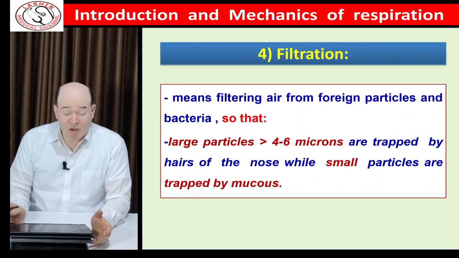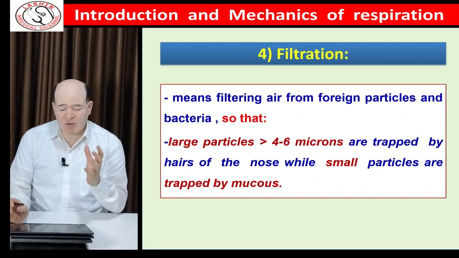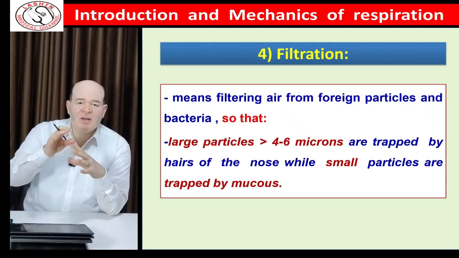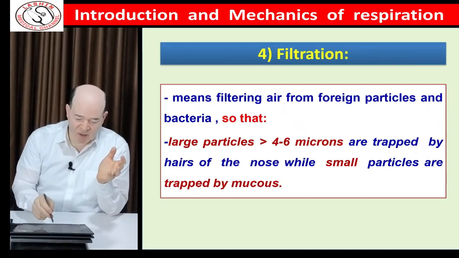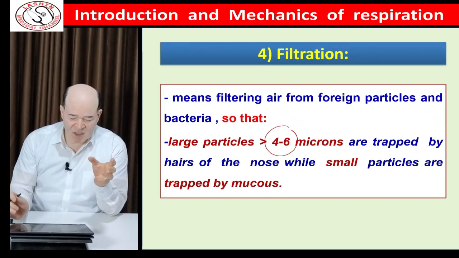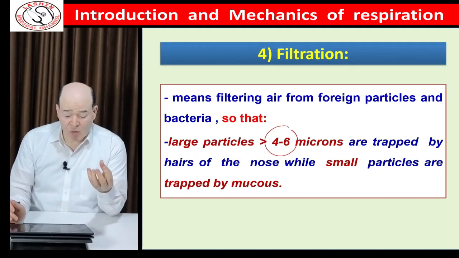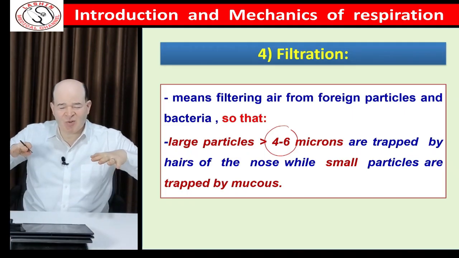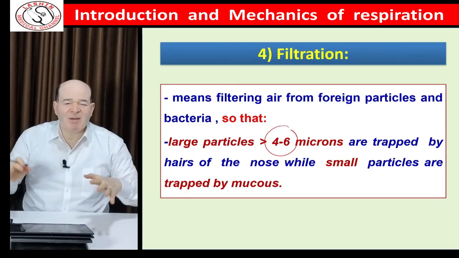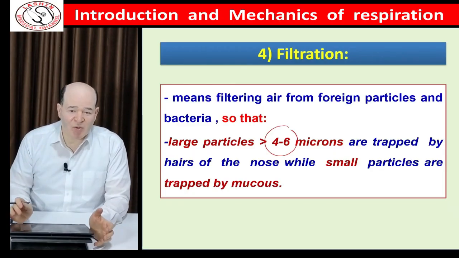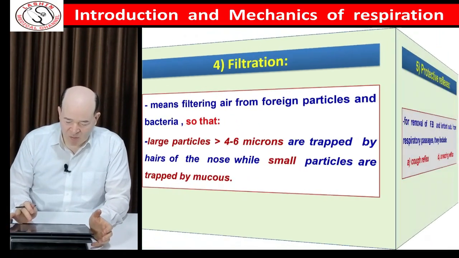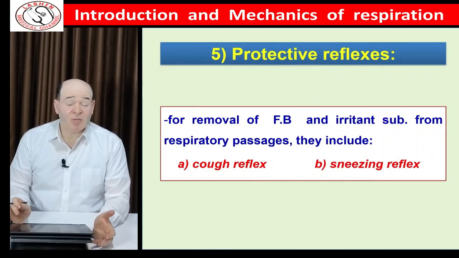The fourth function is filtration. Filtration of air from the different particles. Particles larger than 4 to 6 microns are trapped by the nasal hairs. However, smaller particles can pass through the hair, but they become trapped or attracted to the mucus in the wall of the bronchial tree. Number 5, protective reflexes.